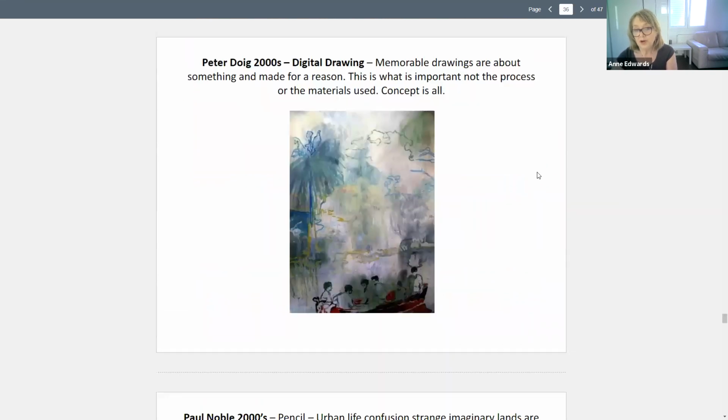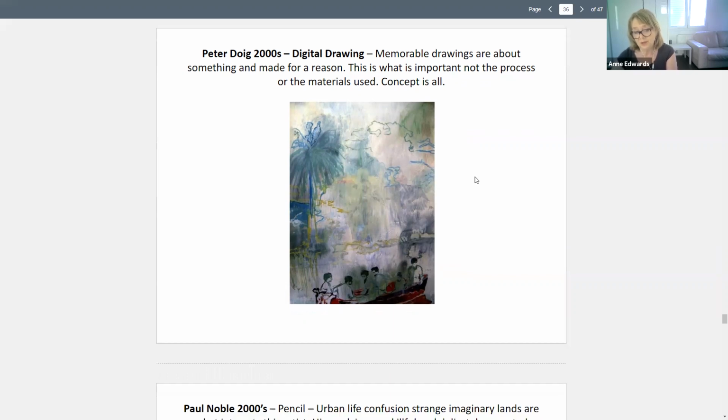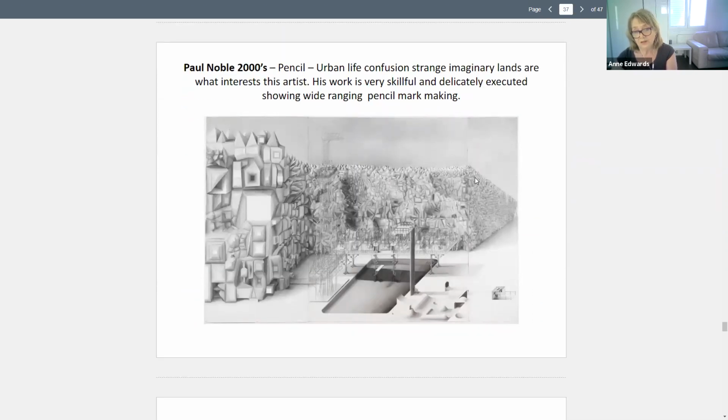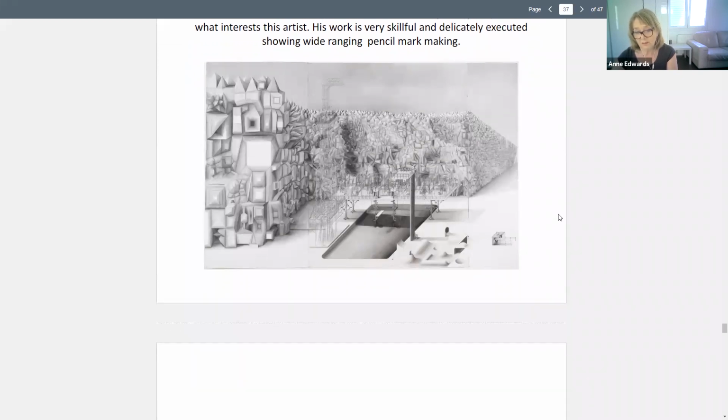Peter Doig, digital drawing, something that is very popular at the moment, but he manages to infuse within it atmosphere, pathos, very memorable drawings, and they're all made for a reason. It's not the process or the materials used that make a good drawing, it's the concept and the ideas behind it. Paul Noble's pencil drawing, urban life, confusion, strange imaginary lands are what interests this artist. This work is very skillful and delicately executed, showing wide-ranging pencil mark making.